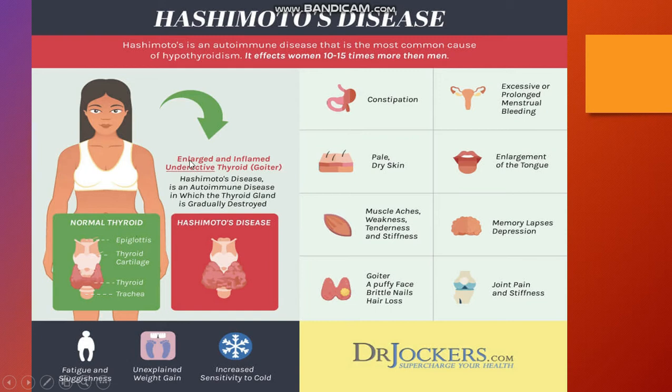Hashimoto's disease is an autoimmune disease in which the thyroid gland is gradually destroyed. And now, when the gland is destroyed, certainly the hormones are not produced. The condition is known as Hashimoto's hypothyroidism.